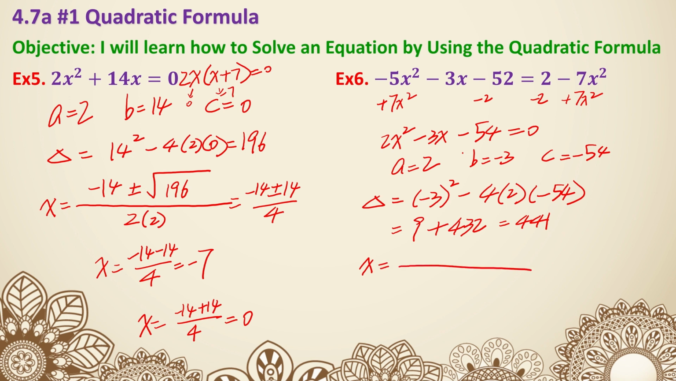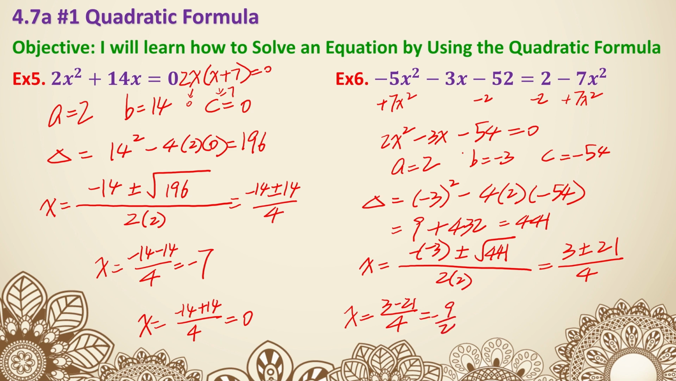x equals negative b, which is the negative of negative 3, plus or minus the square root of 441, all over 2a, which is 2 times 2. That is going to be a positive 3 plus or minus the square root of 441, which is actually going to be 21, all over 4. Two separate answers. 3 minus 21 over 4 is negative 18 over 4, which is negative 9 over 2. And the other answer is going to be positive 3 plus 21 over 4, which is 24 over 4. That is going to be 6.